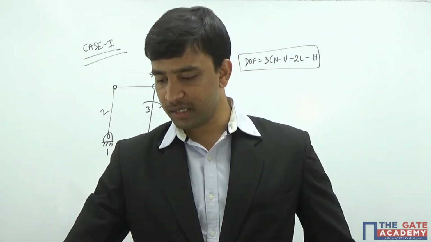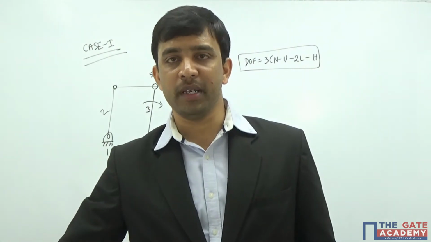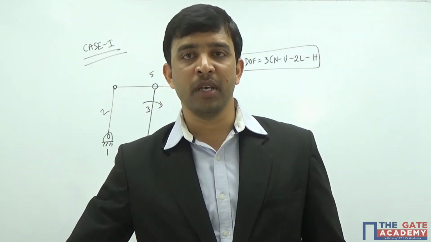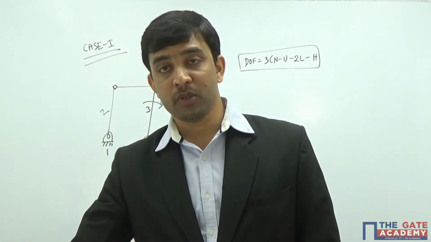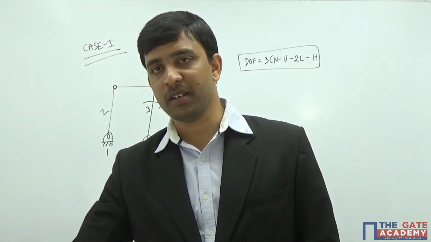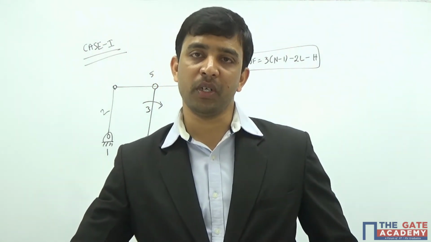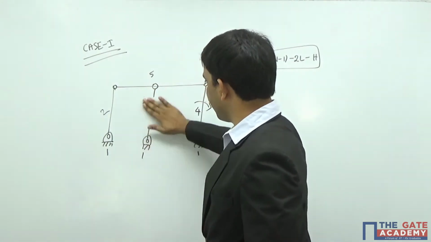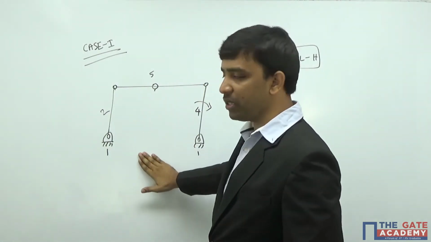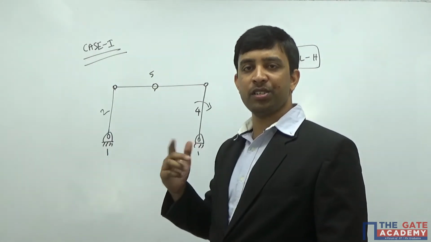I can say sometimes your mechanism may have one or more links which do not introduce any extra restrictions inside the mechanism. Such links are known as redundant links, and these redundant links must not be counted for calculating degrees of freedom. Here, if I remove link number 3, the functioning of the mechanism is not changing. So it indicates that link number 3 is not introducing any extra restrictions.